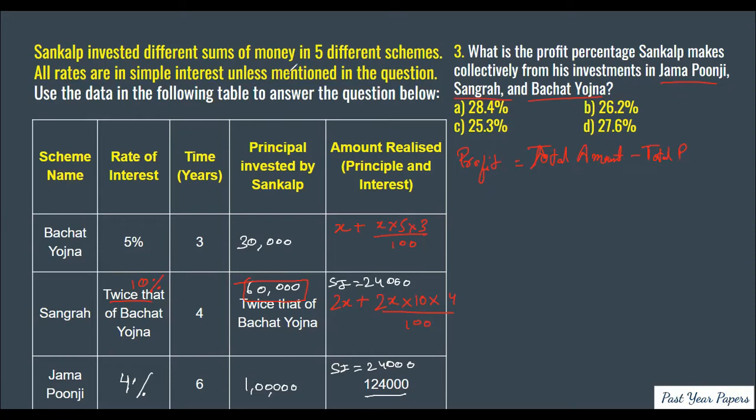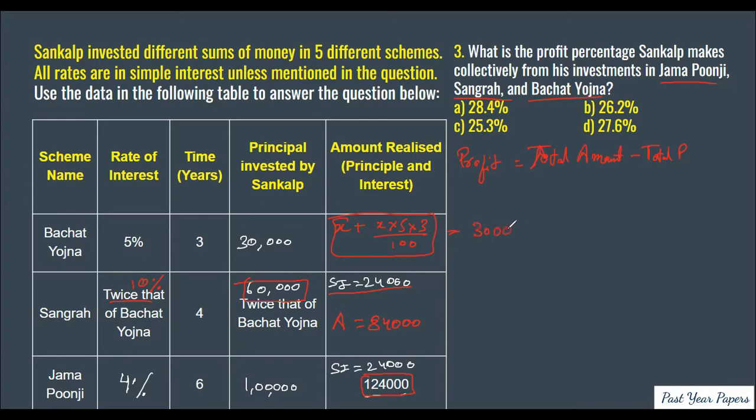Okay, so for Jama Punji, I already have the amount. What will be the amount for Sangraha? The simple interest for Sangraha is 24,000. And principal is already given to us. Principal is 60,000. So 60,000 plus 24,000, amount will be 84,000. Yes. Similarly, we can use this to find amount for Bachat Yojana.